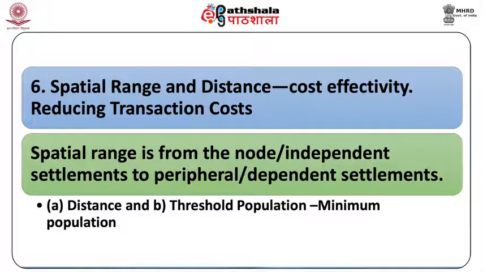And the last dimension of this whole process is called range and distance. Range and distance are the same thing anyway, which means that if there is a central point, how far are the people of the complementary area located who are coming for getting various services? Can they come daily, can they come weekly, or whatsoever? But it is decided, if you leave everything to the market, based on the cost effectivity and a lot of other things. So in this context, there is a special range of a central place. So range is basically the distance from the central point.